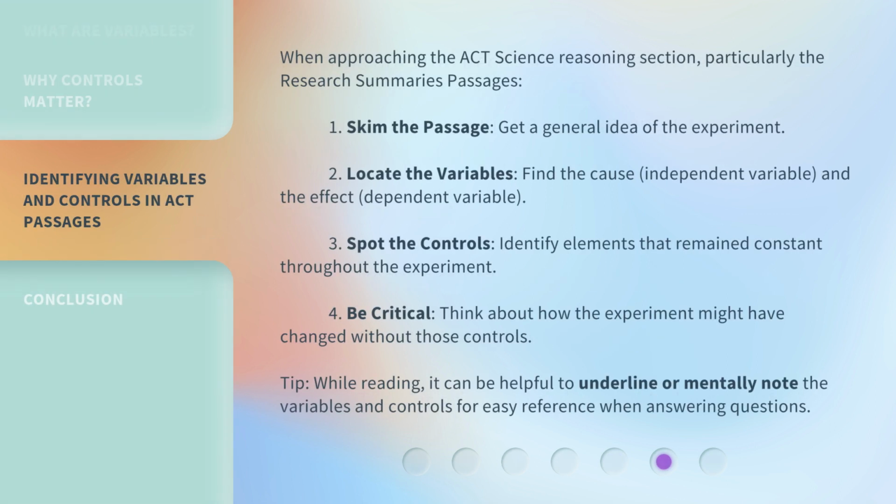When approaching the ACT Science Reasoning section, particularly the research summaries passages. 1. Skim the passage. Get a general idea of the experiment. 2. Locate the variables. Find the cause, independent variable, and the effect, dependent variable. 3. Spot the controls. Identify elements that remained constant throughout the experiment. 4. Be critical. Think about how the experiment might have changed without those controls.